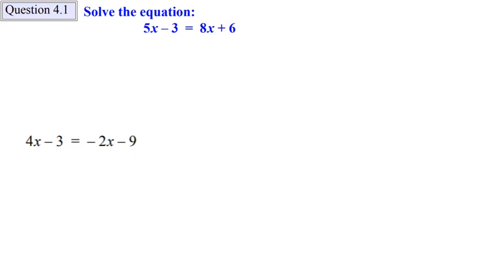What this will do is it will almost always prevent negatives from happening until the very end of your answer, if there is one. So you can bring over the 8x, you're just going to end up with a negative. So I'm just trying to prevent you from having to deal with a negative if you don't need to. So my trick or my key here is to bring over the smaller variable, so that's 5x.